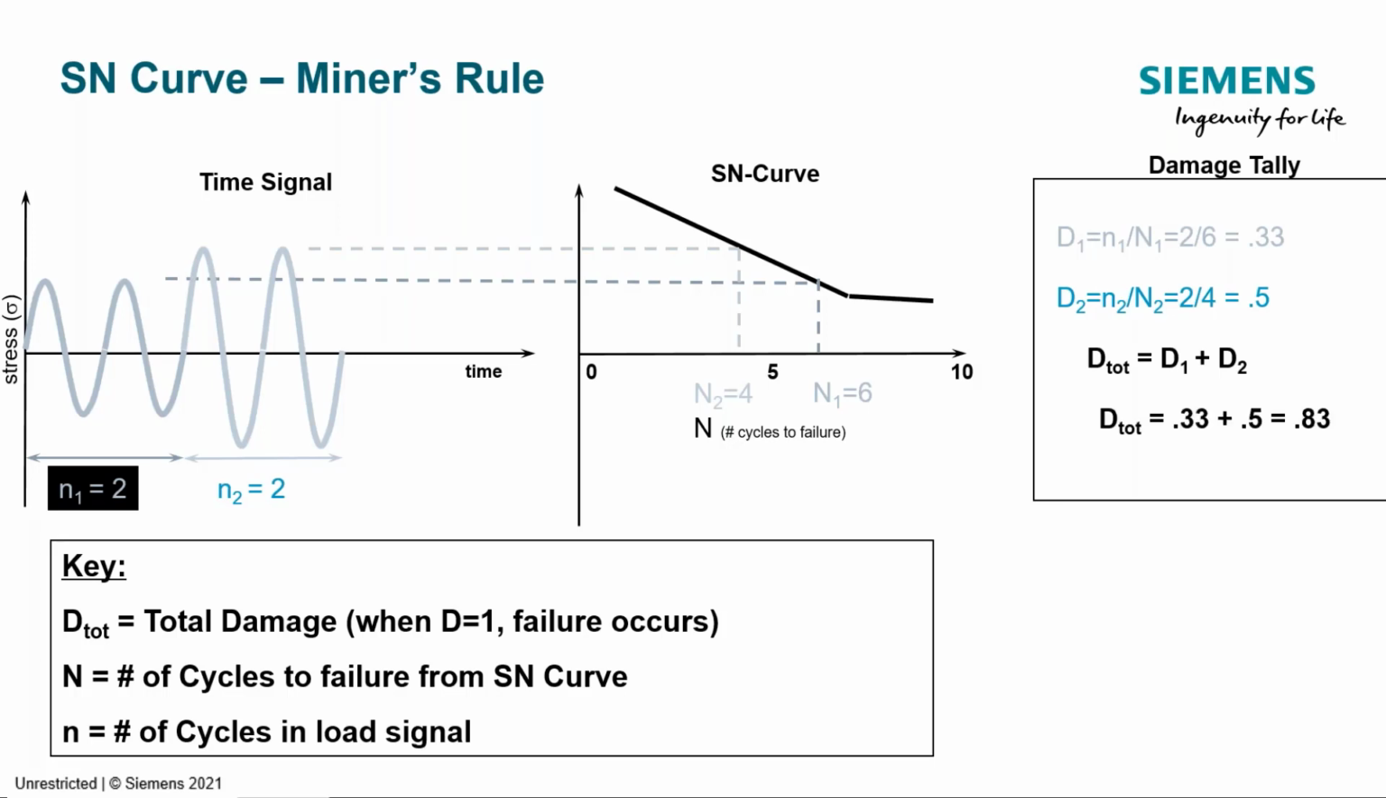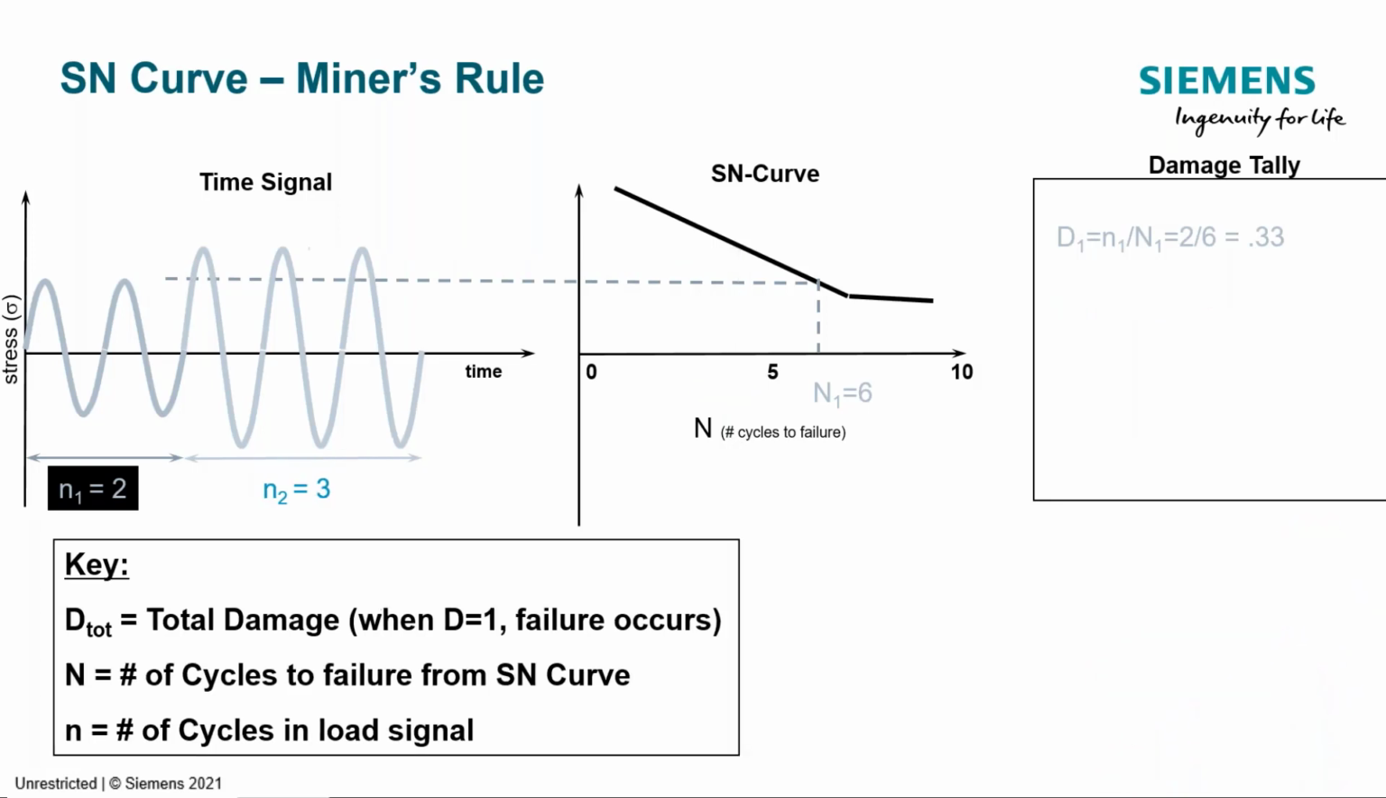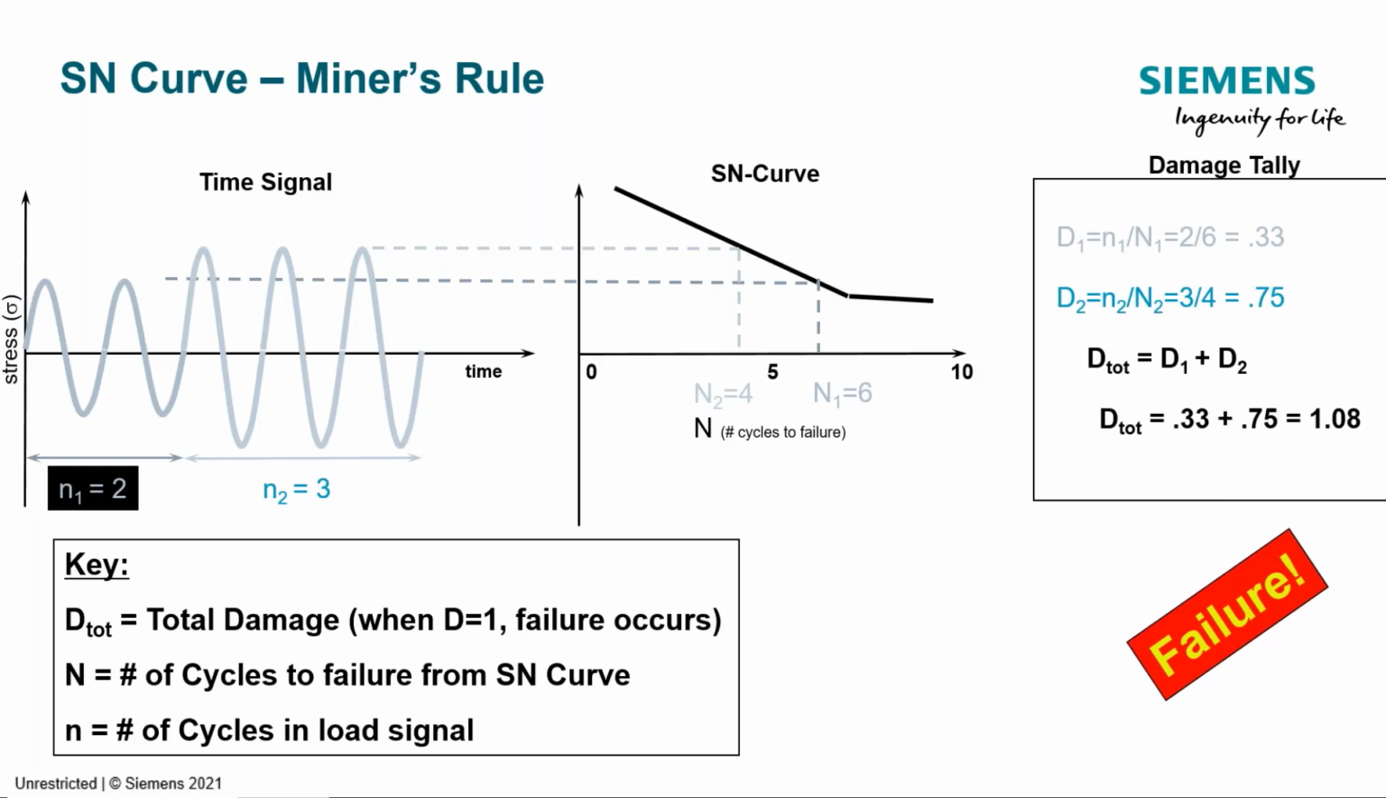Then I add it up. It's less than 1, so I haven't failed. If I added another cycle, another high cycle, add it up, we're over 1, we have failure. That's all there is to the damage model. There's other damage models. Some people have fancy damage models, nonlinear damage models, whatever you want. Typically in commercial code, you're going to see Miner's rule. It's a linear damage model.